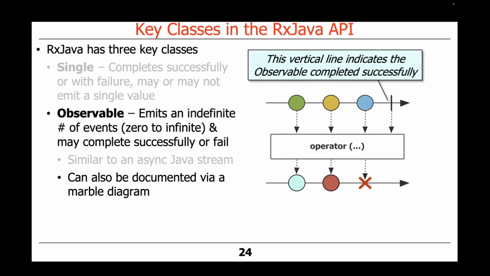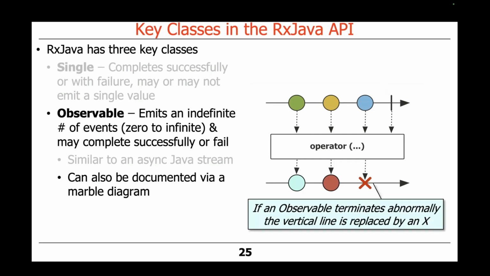As with before, if everything goes well, then there's a vertical line that indicates all the items were emitted successfully. And if something goes wrong, then the vertical line will be replaced by an X, just indicating that there will be a way to propagate an error or throw an exception or whatnot, whatever the error propagation mechanism is defined as for that particular operator.